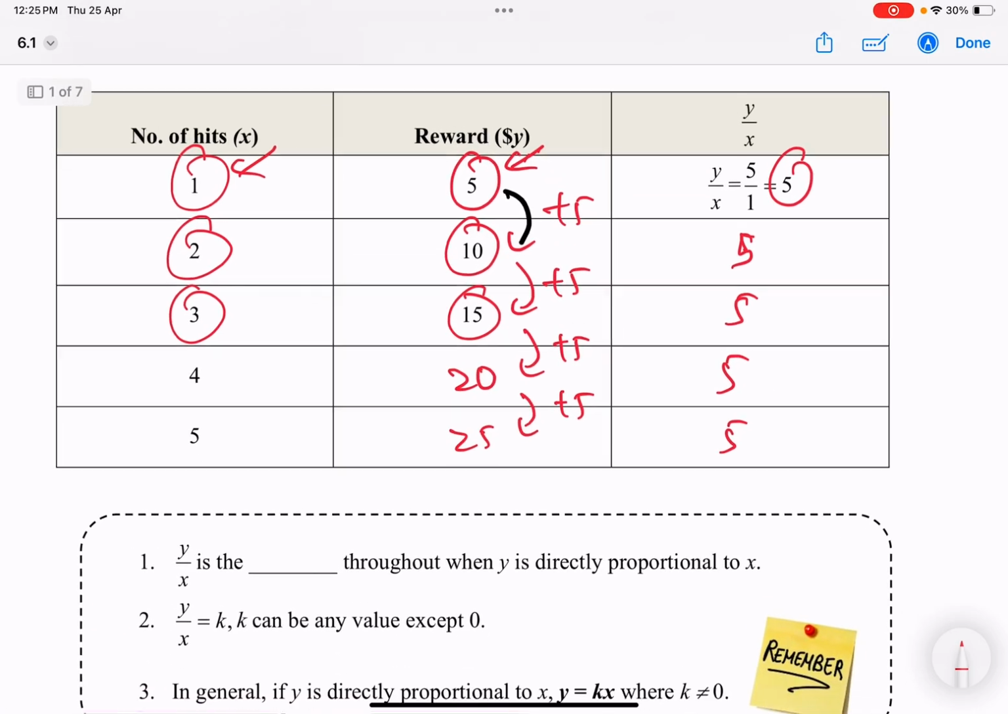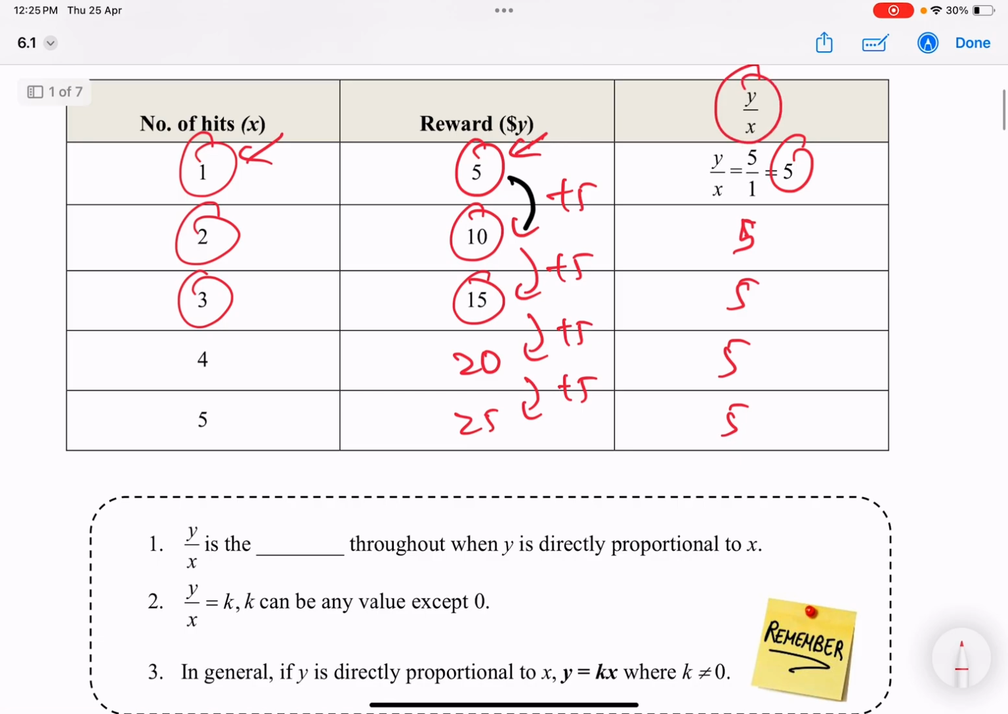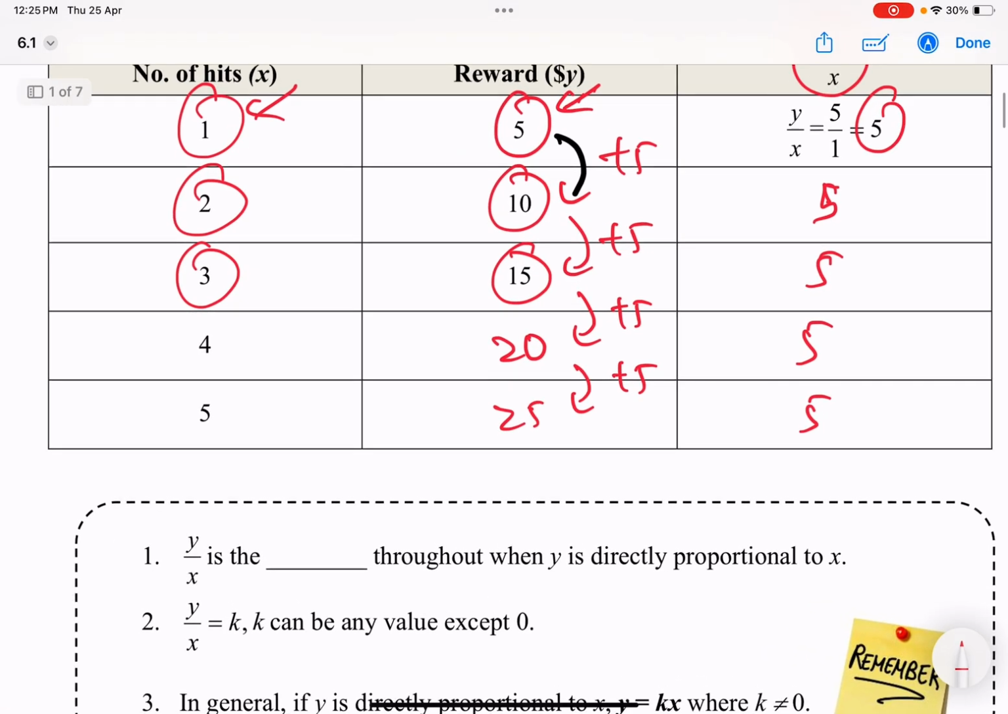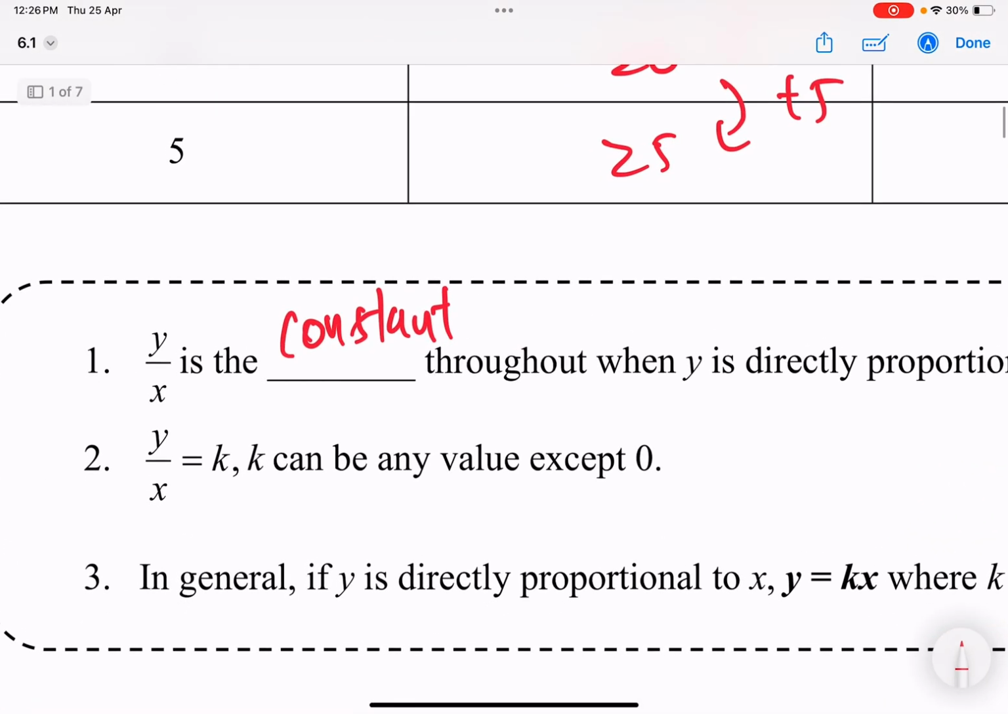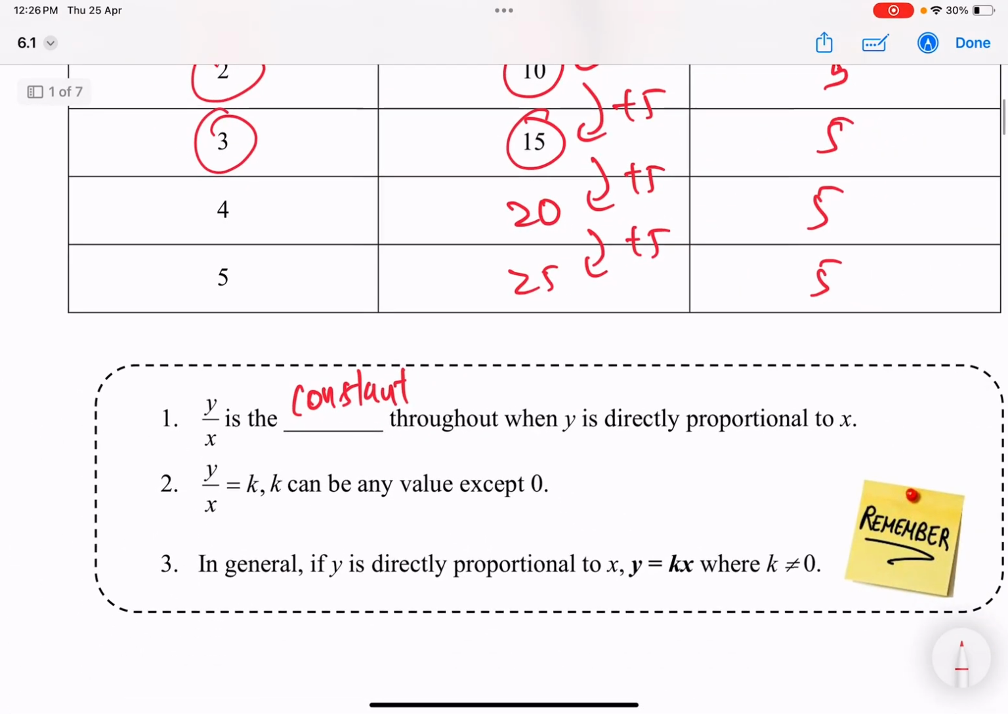Okay? So what is this y over x? This y over x is the constant. We call it the constant because it never changes. Okay? When I say that you are a constant, it means that you never change. Okay? But never changing, is it a good thing? I don't know. Okay? It may not be a good thing. Okay? So k or the constant can be any value except 0.